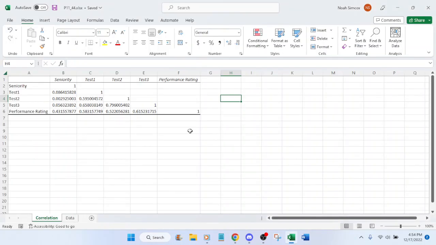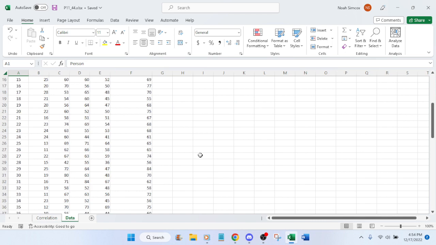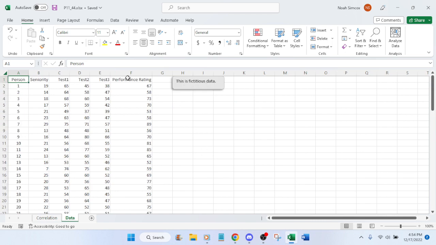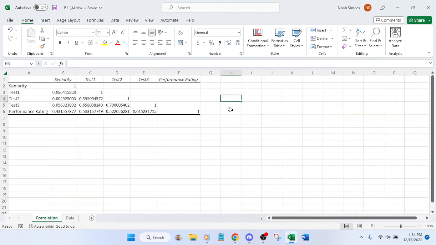I don't know why you can't get a correlation between performance rating and all this stuff. Like, what's the point? Why can't I get a correlation between this and other things? Why does it only show half of the correlations? Oh, I'm dumb.